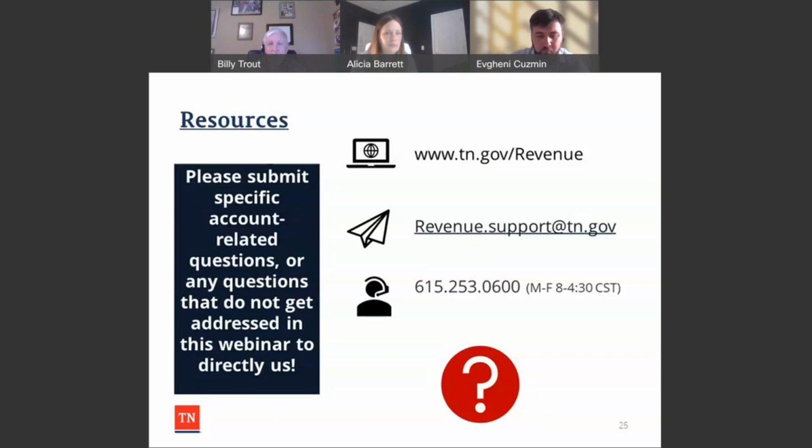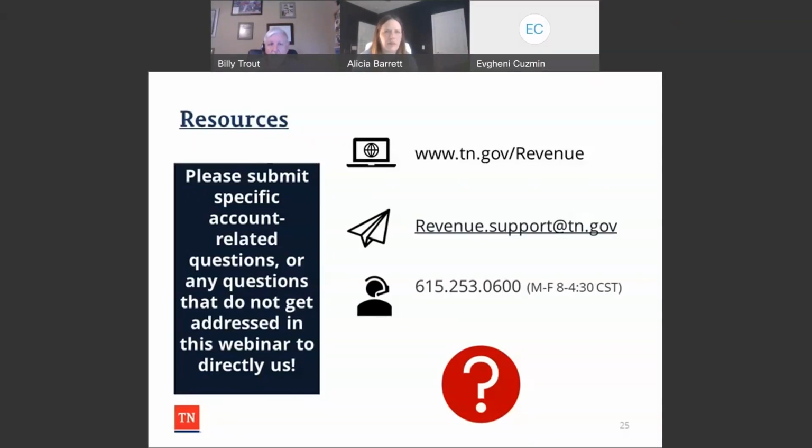But if you do choose to call in, they will give you information on where you can send a request, whether you can email that to them directly or put something in the mail, depending on your preference. Yeah, that's good.